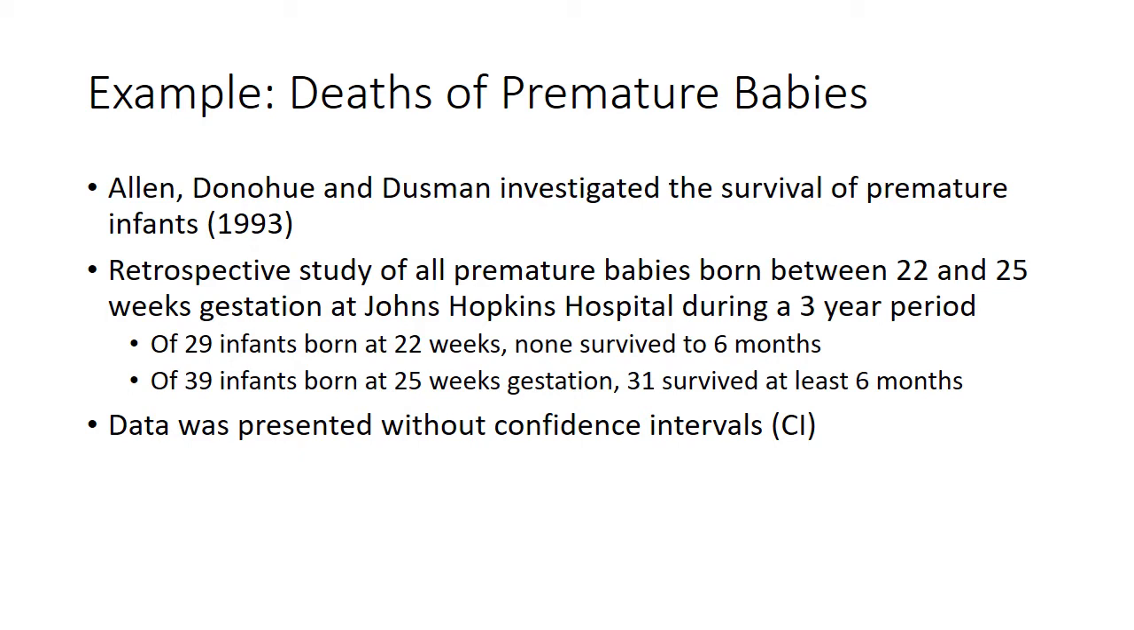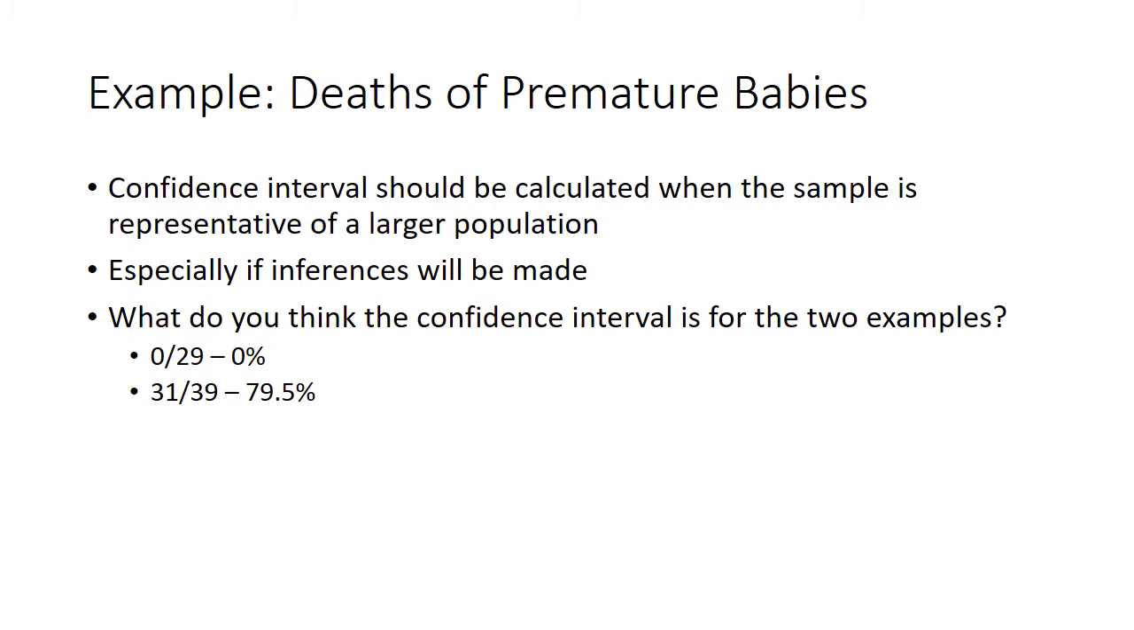Of the 39 infants that were born at 25 weeks gestation, 31 survived at least 6 months. Okay, and so when they represented this data, they said this without any kind of confidence intervals at the time. So looking at this information, you want to be able to kind of extrapolate this back and hopefully apply it to a larger population of premature infants.